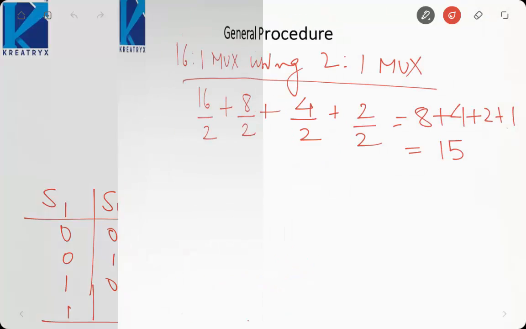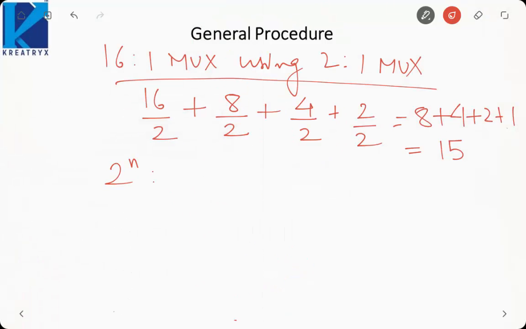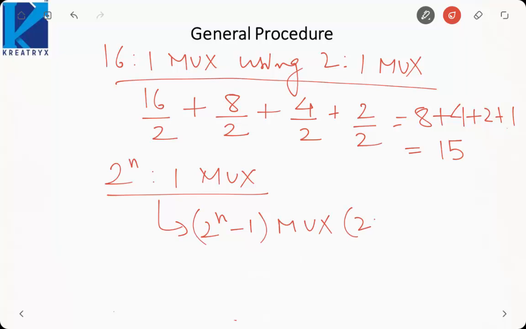So what I can say, for a 2 raised to the power n is to 1 mux, how many multiplexers are required? 2 raised to the power n minus 1 2:1 mux are required. So just a simple expression I can write down. So do remember this technique. How do we find the number of lower order multiplexers required to implement a higher order mux? For 2:1, the expression simplifies to 2 raised to the power n minus 1.